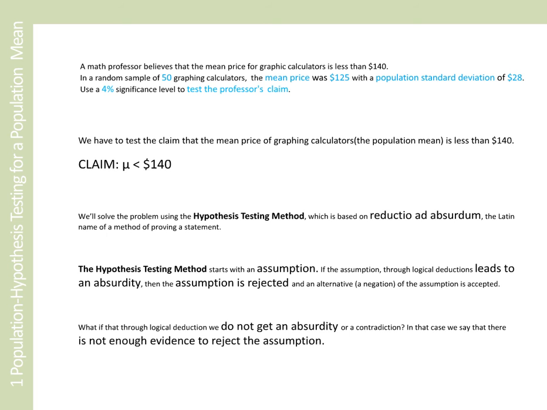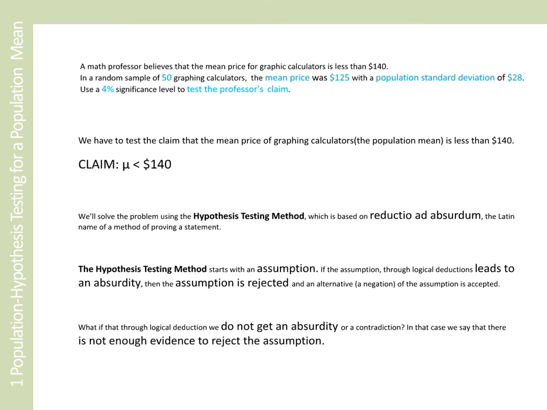We'll solve the problem using the hypothesis testing method, which is based on reductio ad absurdum, the Latin name of a method of proving a statement. The hypothesis testing method starts with an assumption. If the assumption, through logical deductions, leads to an absurdity, then the assumption is rejected and an alternative, a negation of the assumption, is accepted.